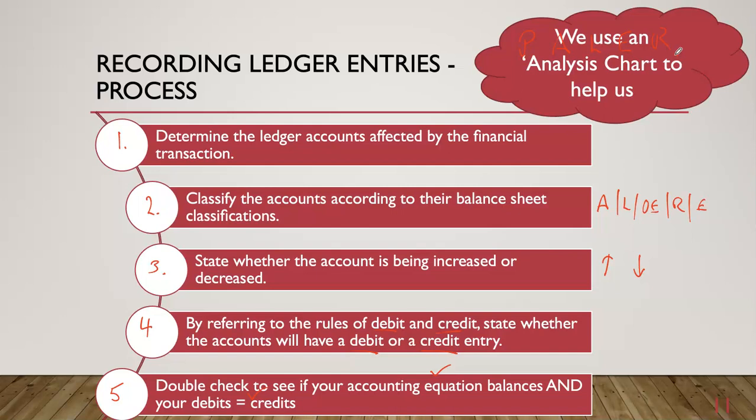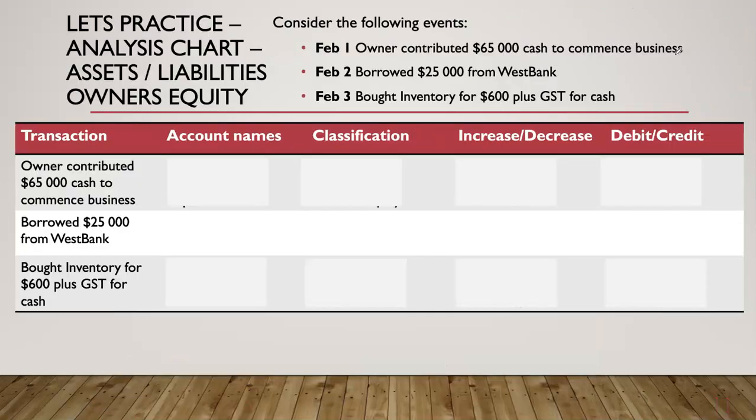We can, though, use an analysis chart originally to help guide us in our thinking. And as we become better at it, we won't use a formal analysis chart, but the skills stay the same. You just do it on a scrap bit of paper. So let's look at 3 transactions. We have to go, what's impacted? Is it an increase or a decrease? Is it an asset, liability, or owner's equity? And knowing all that, what are my debits and credits?